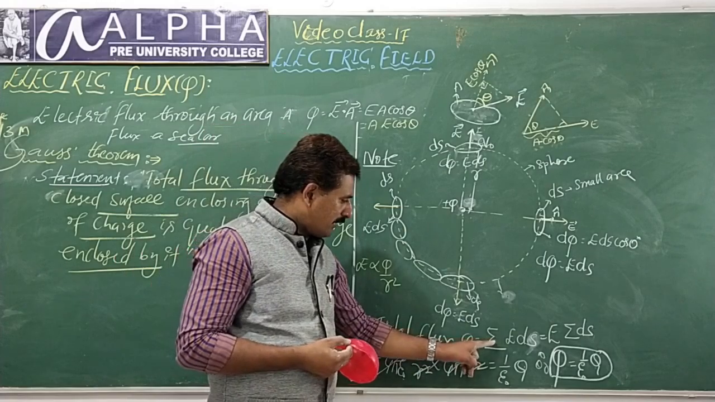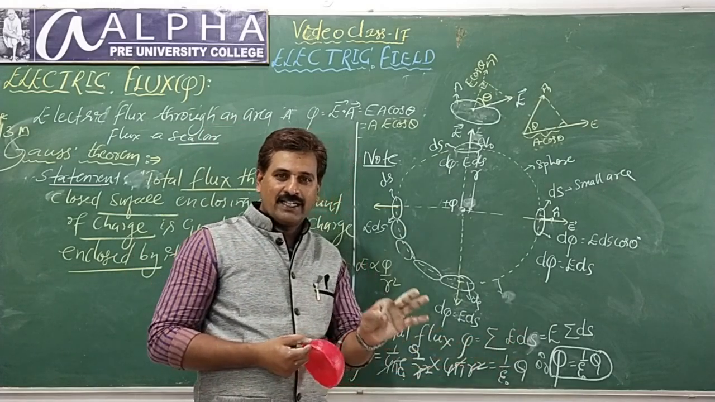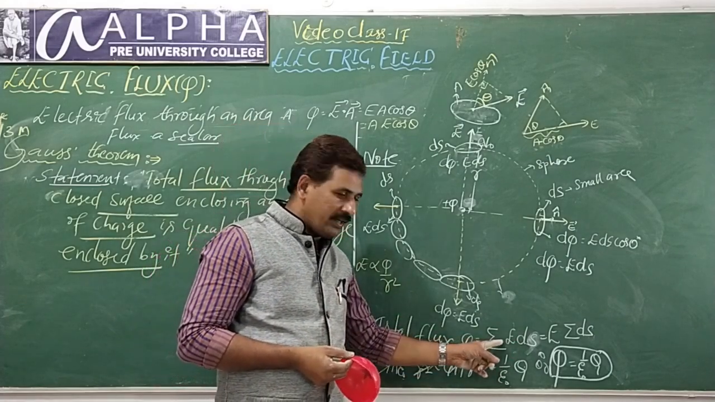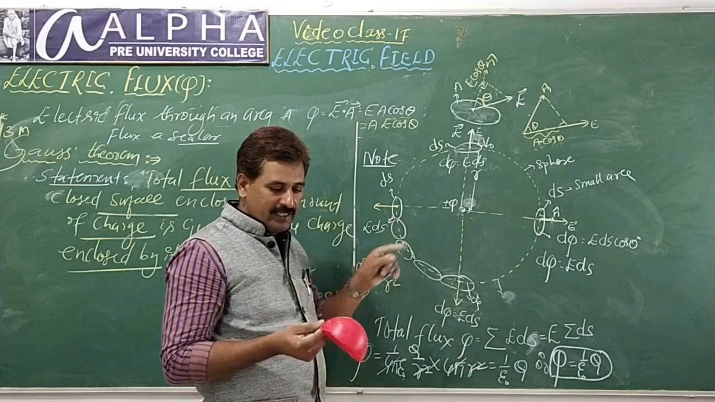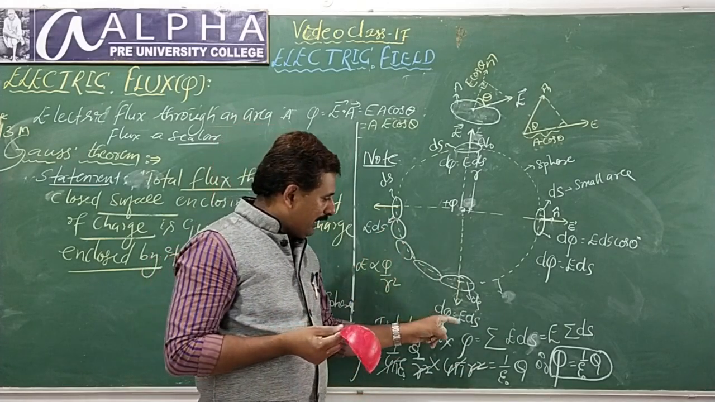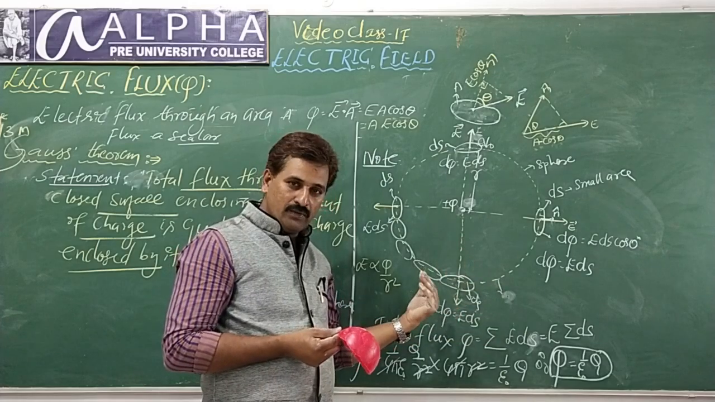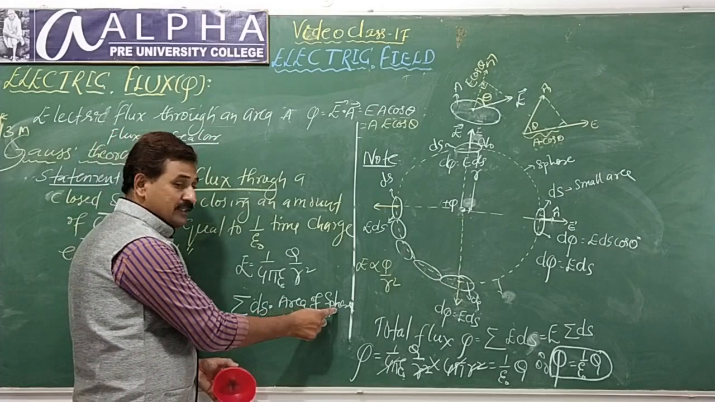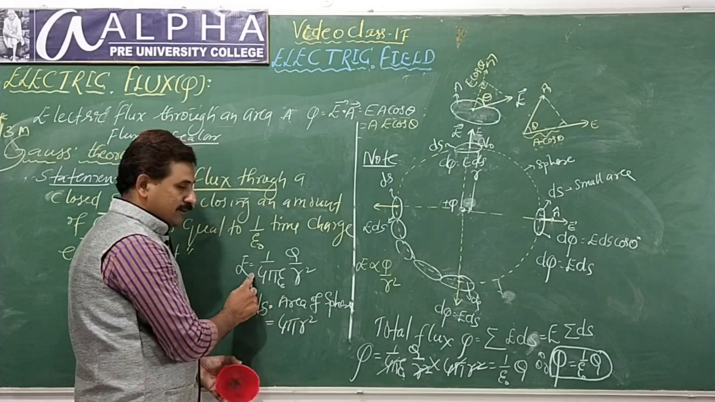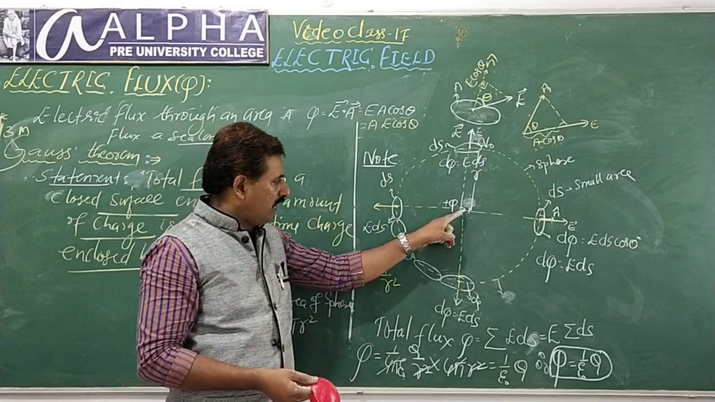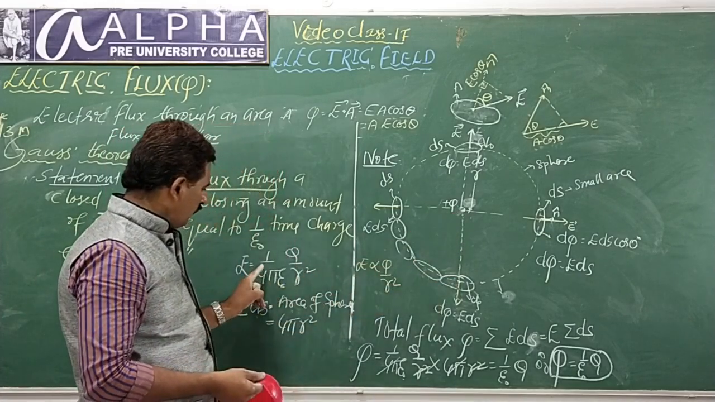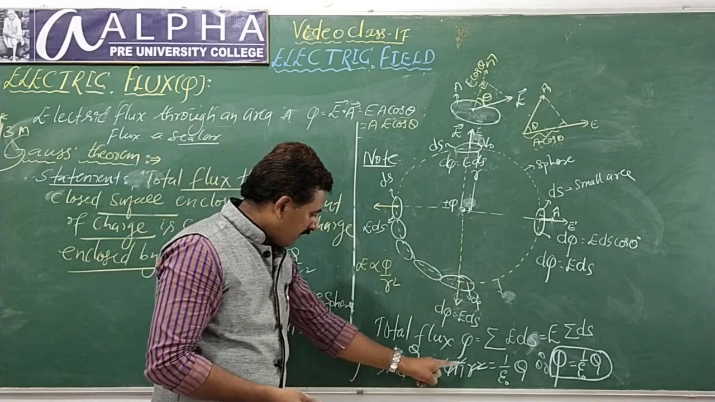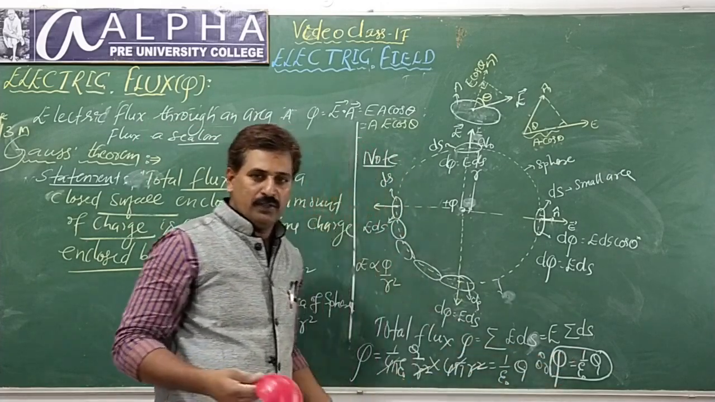Total flux is the summation of the flux, E ds. What is E? Electric field at one point. What is ds? Total area. You are adding. There are a large number of such areas. When you add, the electric field remains constant, so you take it out. What are you adding? Surface area. If you complete adding surface area, you get the area of the sphere, which is 4 pi r square. What is the field at one point? Coulomb's law. The field at each point is 1 over 4 pi epsilon naught q by r square. Put the values here. Here r square and 4 pi cancel, phi equals 1 by epsilon naught into q.